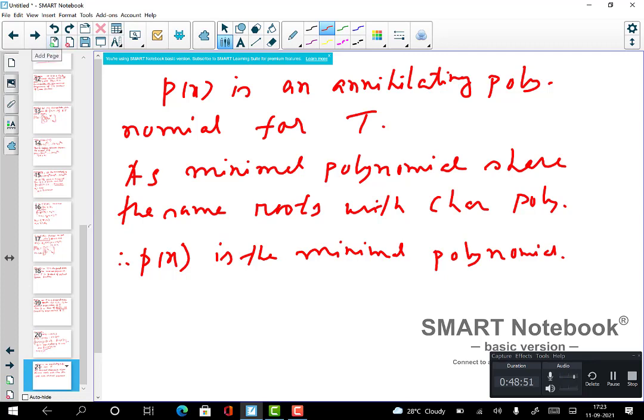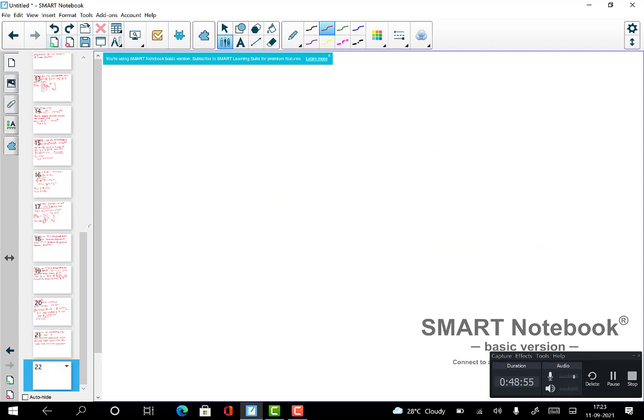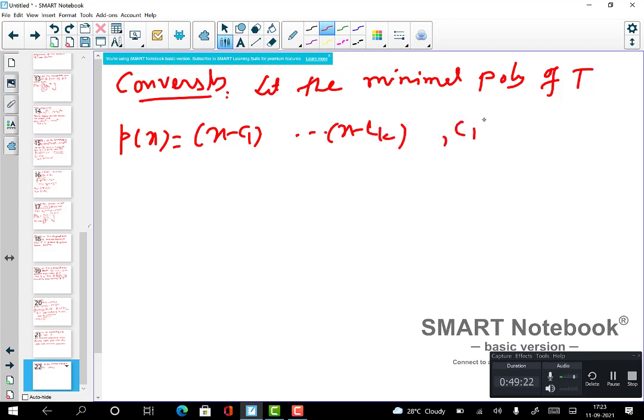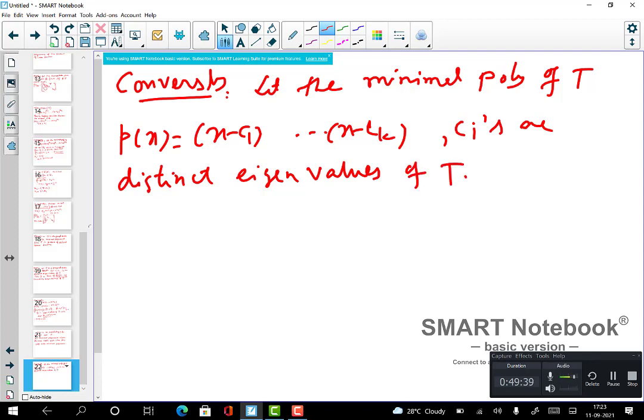So conversely, let the minimal polynomial of T be of the form p(x) equal to (x minus c1) up to (x minus ck), where the ci's are all distinct eigenvalues of T. Okay. So if this is the case, then what can you choose?